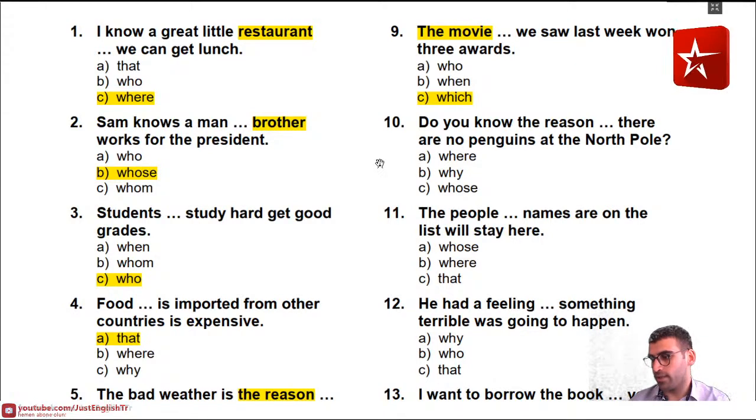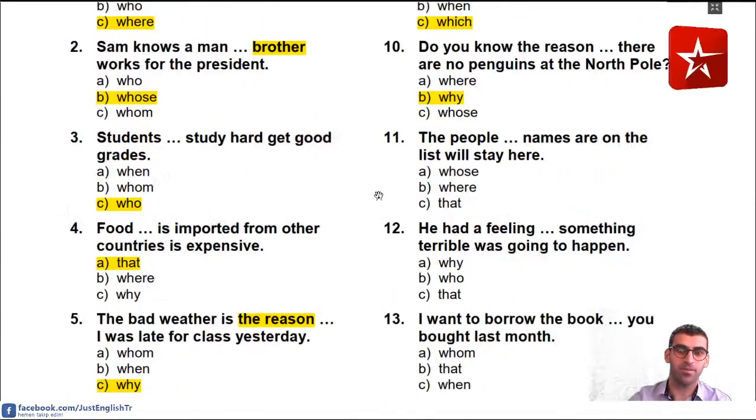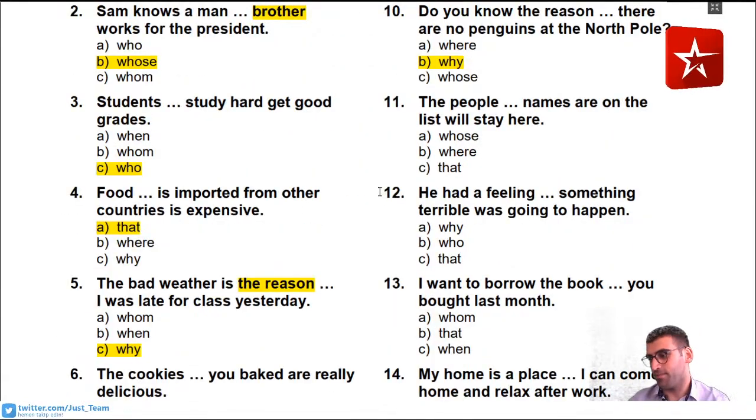Why no when? Muhammad Ali says, because we are not talking about time, Muhammad. That's why we should use which, if we are talking about the thing. So the number 10, do you know the reason why? Yes, why there are no penguins at the North Pole? Yes, why is a correct one. Yes, the correct one for number 10. And 11, the people.